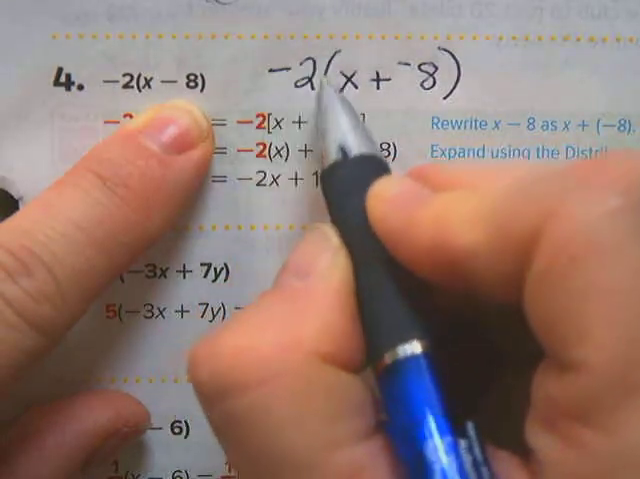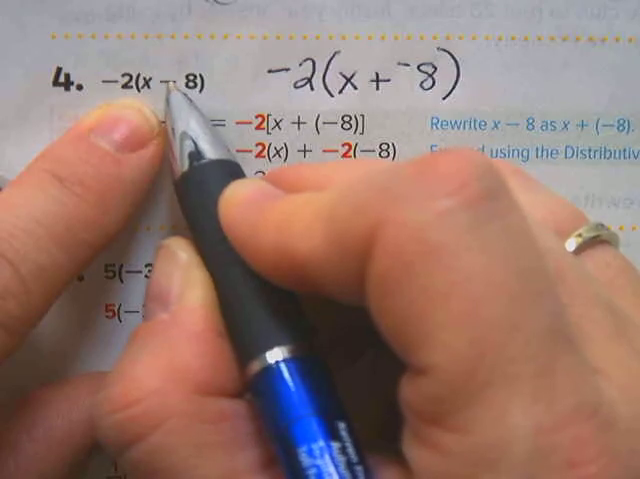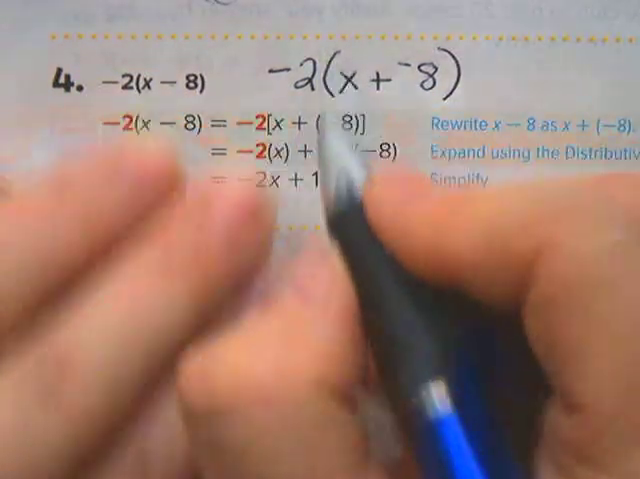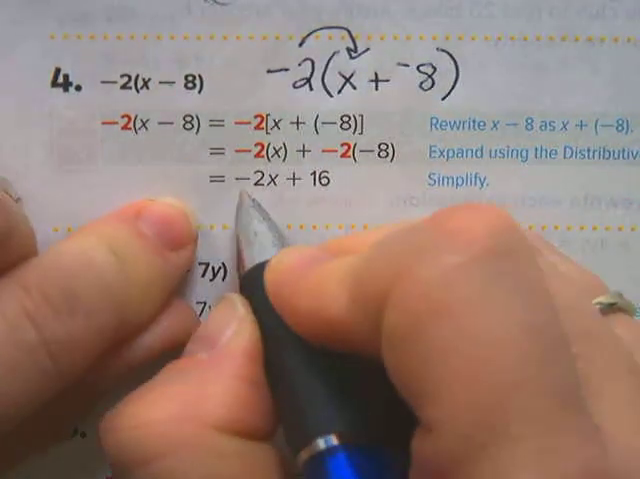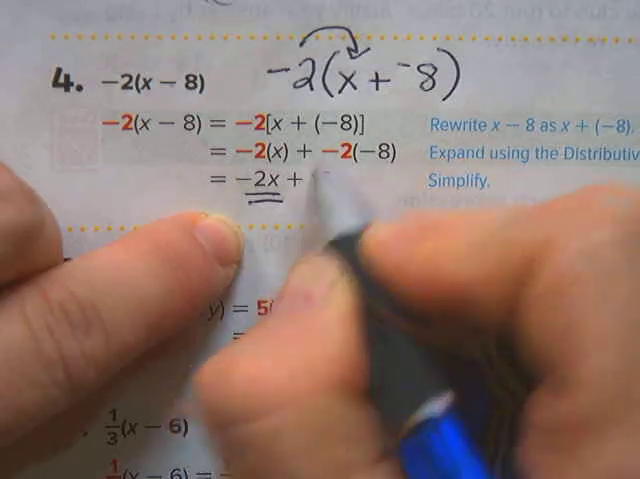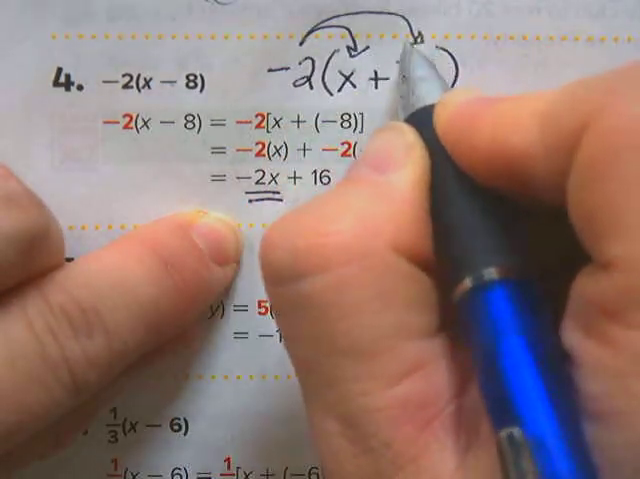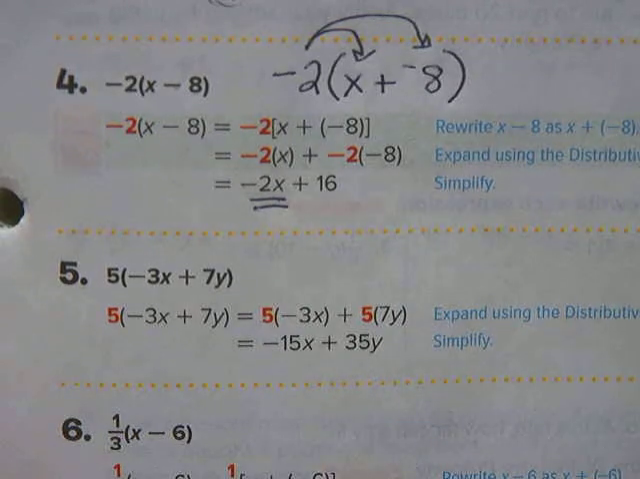And the reason it's so helpful in this case is because what we're multiplying by is a negative. So you don't want to get confused about this symbol here. And if it's written like this, it's a little bit easier. So we do negative 2 times x is negative 2x, plus negative 2 times negative 8 is positive 16.